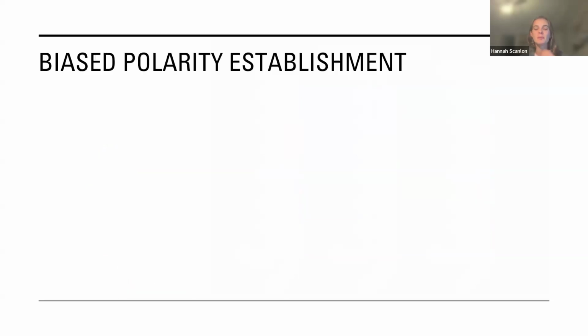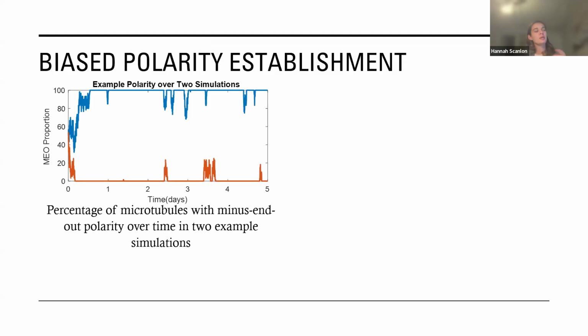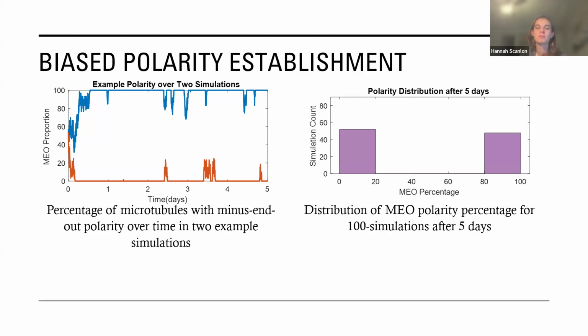In particular, if I look a little bit closer at some of the results from these simulations, we can look at what percentage of microtubules have minus end out polarity over time in two example simulations. So here we're seeing one simulation in blue where all of the microtubules quickly went to 100% minus end out polarity, and a simulation in red where they pretty quickly went to plus end out polarity. You see them leave those extremes occasionally, but they're staying pretty consistently up at those polarity distributions.